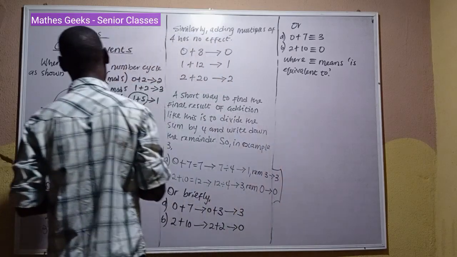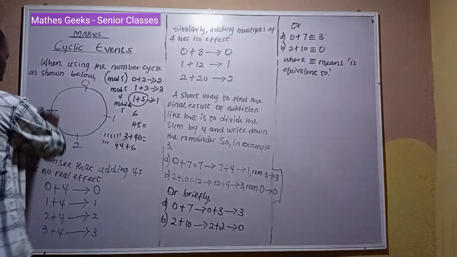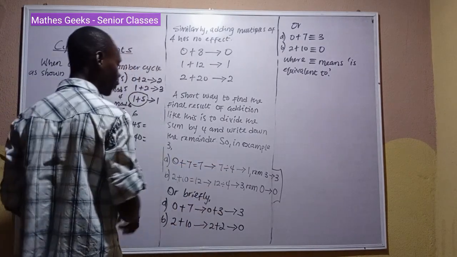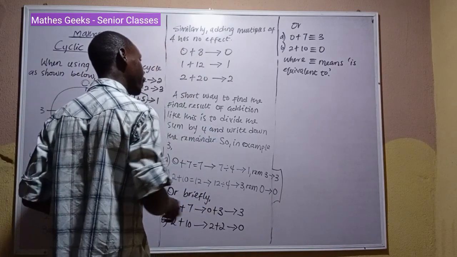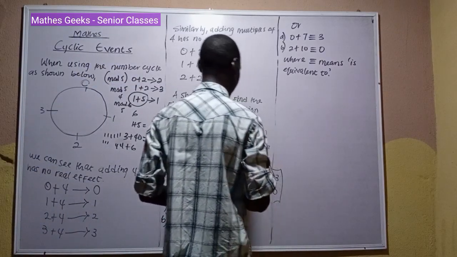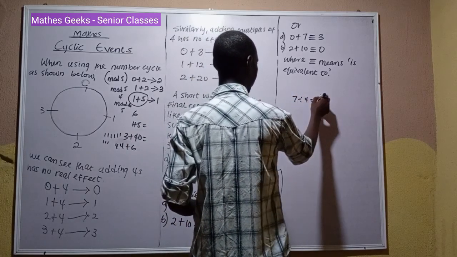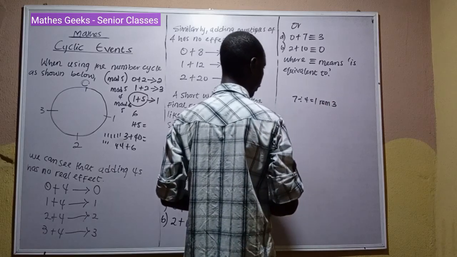So this is done in mod 5, so the highest number is 4. So we're going to divide by 4. So 7 divided by 4 is 1 remainder 3. Since modular arithmetic is the mathematics of remainders, you always take the remainder. So 7 divided by 4, you have 1, and then there will be 3 remaining.